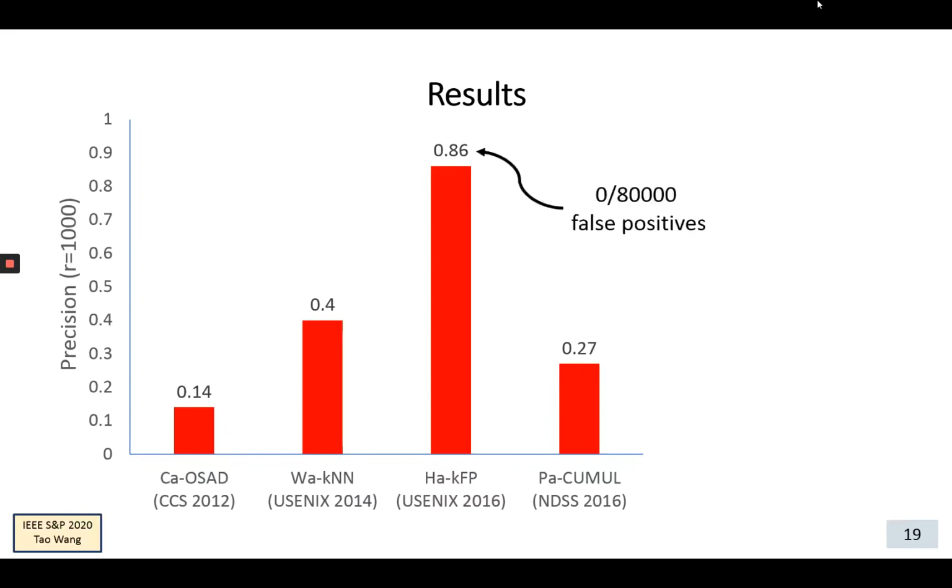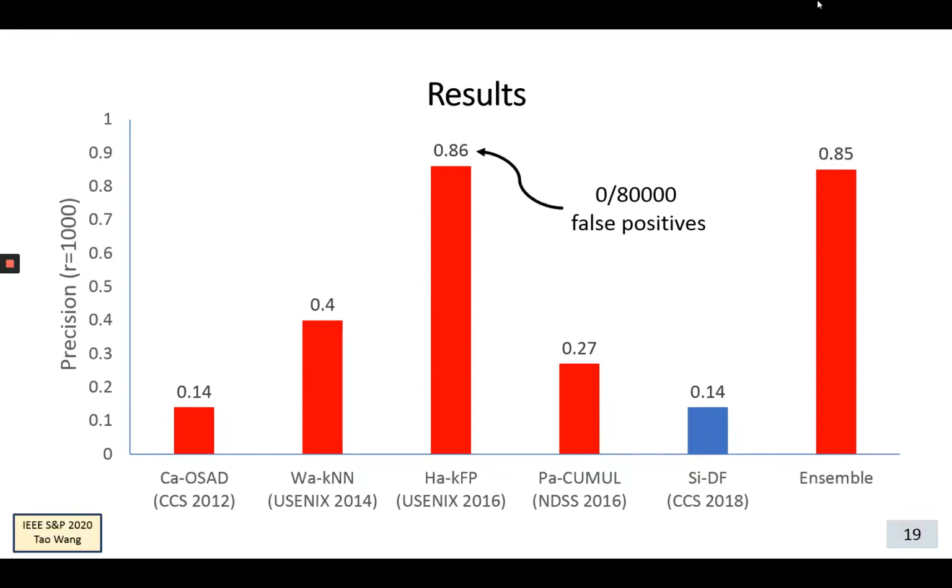Actually, for this case, we don't even have any false positives in our data set, but we still can't report a 100% precision because, of course, of the conservative Wilson's method. The best competitor for this is Sirinam et al.'s deep fingerprinting method in 2018, which achieves 40% precision. It's much better than the other methods, but of course, it's still about 6 times lower in precision than our method. And we also have another result for ensemble learning, which is 85%.